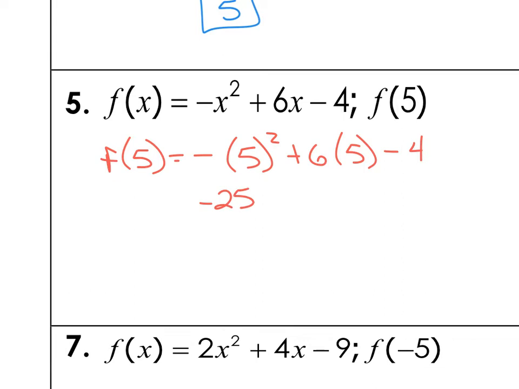So it would not be a positive answer because that negative was on the outside of the parentheses. 6 times 5 is 30. So plus 30 minus 4. Now we can just go straight across. Negative 25 plus 30 is 5. 5 minus 4 is 1. So f of 5 on that function would be 1.